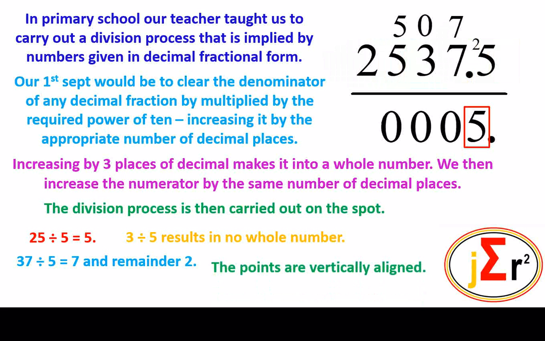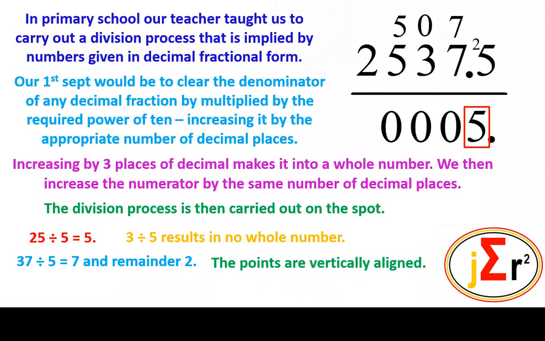Then it will be the alignment of the points. Notice that this result that we had by increasing by 3 places of decimal, we still have a decimal point here to reckon with, and it will go next. So the decimal point is going to be vertically aligned with this one.